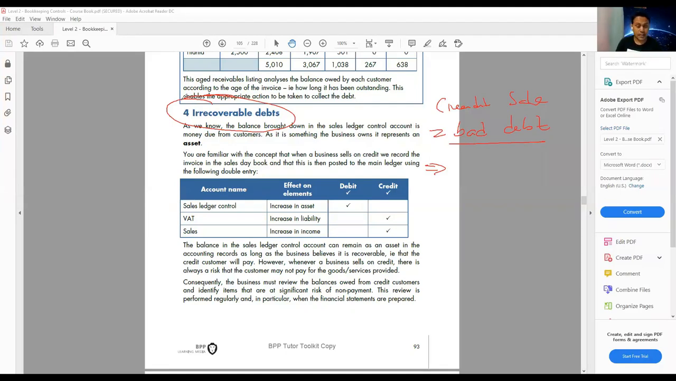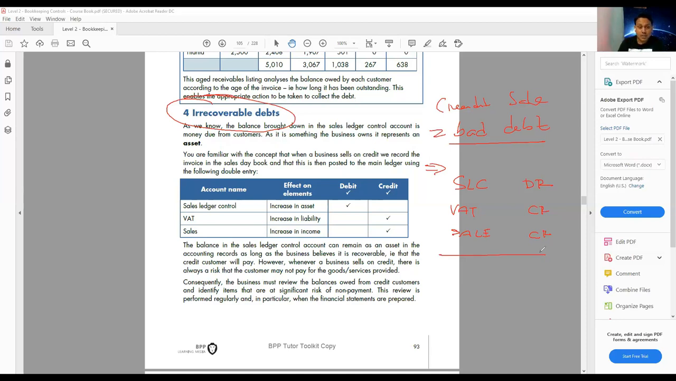Now, this irrecoverable debt, we have to remove from our system, isn't it? For example, when you make a credit sale, we make a journal: sales ledger control debit, VAT credit, and sales credit. But after a certain period, if I know this customer is not going to pay me, I have to reduce my sale, otherwise I'm going to pay more tax. That's not my income anymore because this customer never paid me, that's my expense. The VAT I have to claim back because I'm not going to pay VAT when the customer never paid. And this is not my actual sales at all. So I have to remove it from my system.